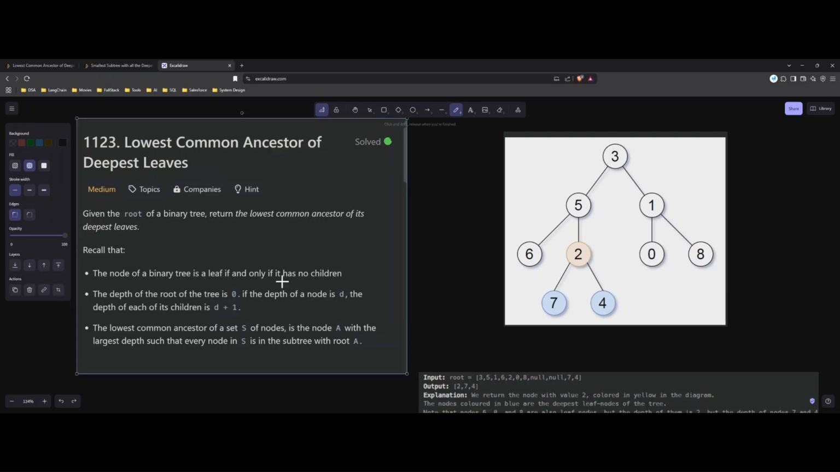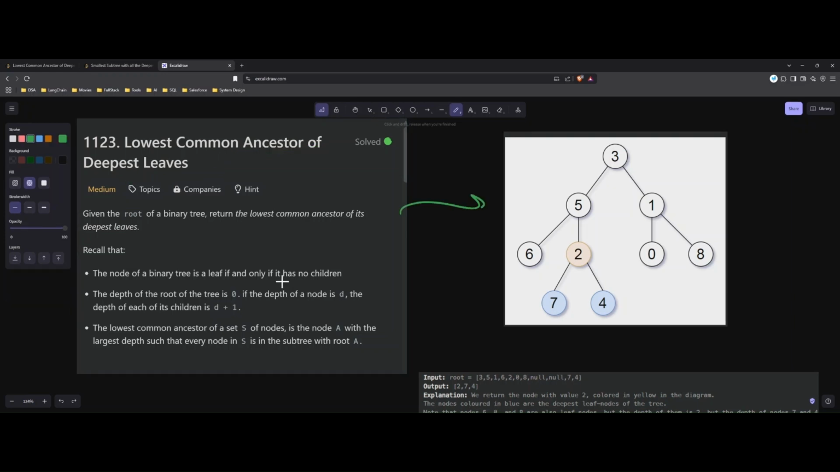Today we'll be solving a new problem, the lowest common ancestor of deepest leaves. In this question we are given a binary tree, and a couple of things. The difficult part of this question was understanding it, which I think was a bit confusing or tough, so I will go into understanding the problem first.